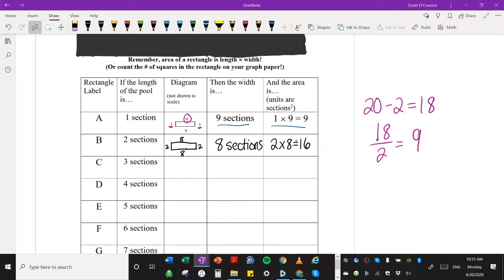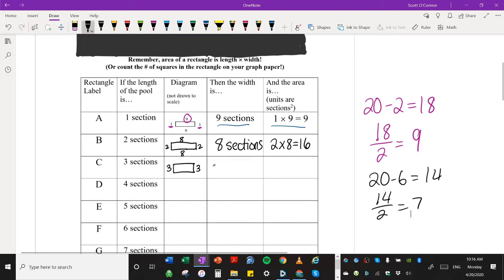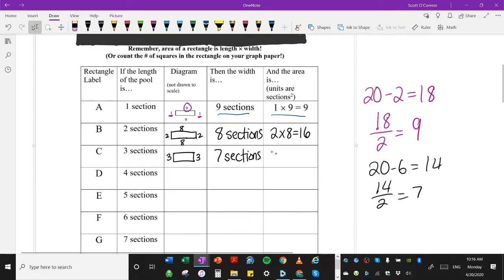Now, what if I do 3? And you should start to see the pattern at this point. 3 and 3. That means I've used 6 sections of fence. 20 subtract 6 gives me 14. 14 divided by 2, and that gives me 7. I have 7 sections of fence to use here. Alright, and then I put 7 and 7 here, and I do 3 times 7, and my area is 21 sections of fence. 21 sections squared of fence.